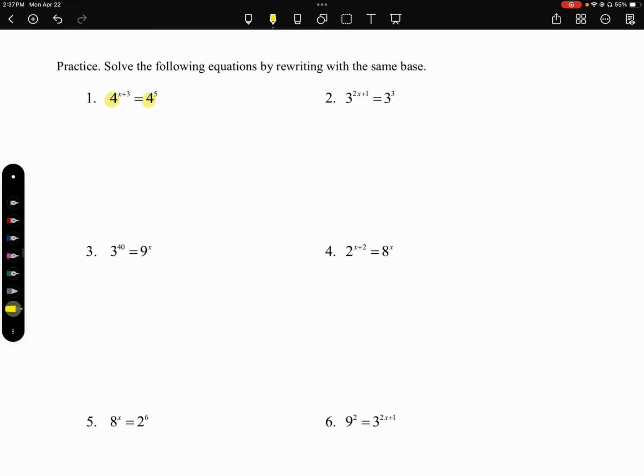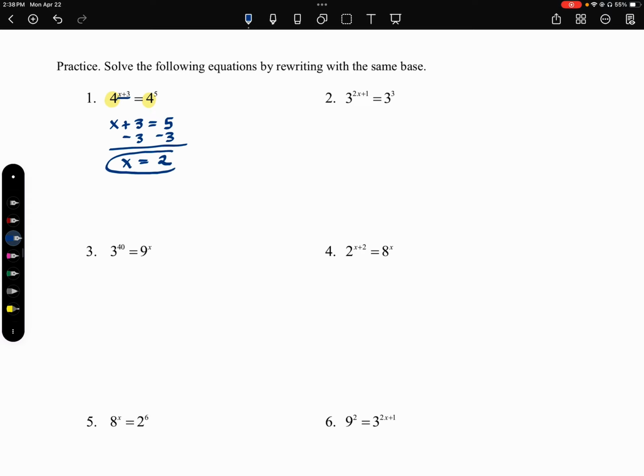As we start here, we can see that both of these have bases of 4 and they both have exponents. So when we have the same base already, we don't need to change anything. All we're comparing is the exponents. We need to think about it as what number added to 3 is going to give us 5. Or we can even just set up that equation, x plus 3 is equal to 5. We finish solving it, and you see we've got x is equal to 2.